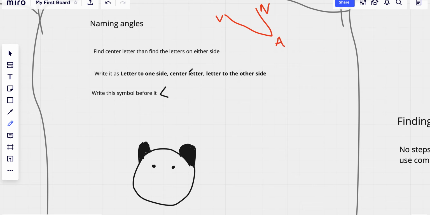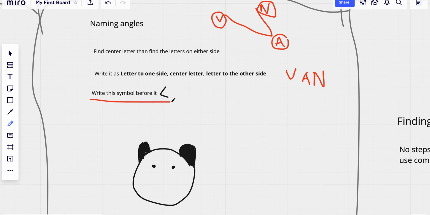So what you want to do is find the center letter, which is A, then find the letters on either side, which are V and N respectively. Write it as a letter to one side, so we'll just put V, then the center letter, then the letter to the other side, which is N. It can be NAV too. It doesn't particularly matter, but I like to do it more like that. It's all a matter of preference.